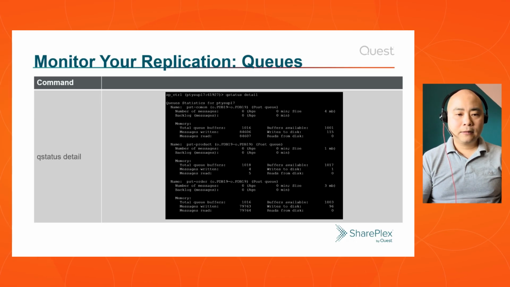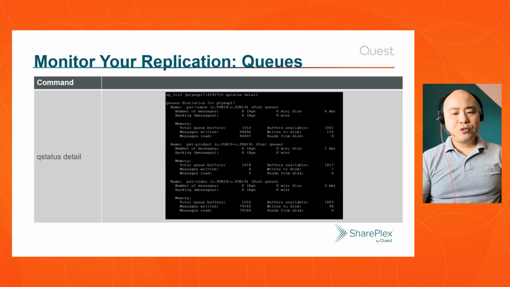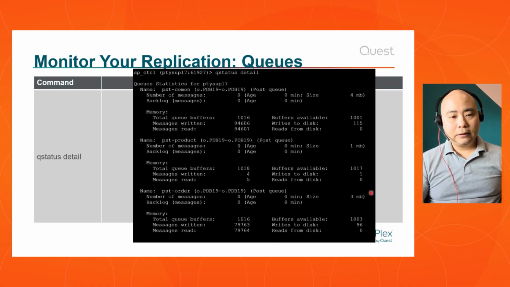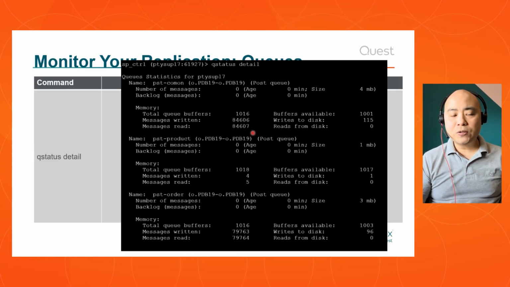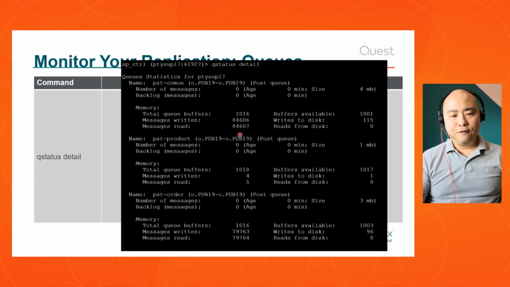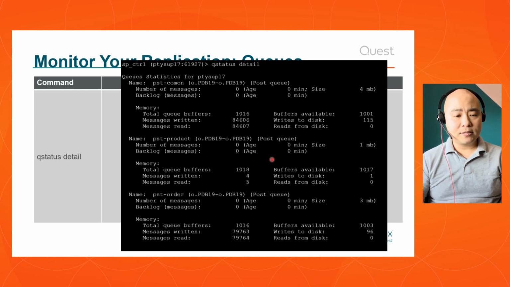You can also use the detail option for the queue status command. The queue status detail will show you additional statistics for your queue, like how many messages have been written and how many messages have been read. You basically want these numbers to be close to equal. If everything is working fine, you will be processing at the same speed you are receiving the messages.